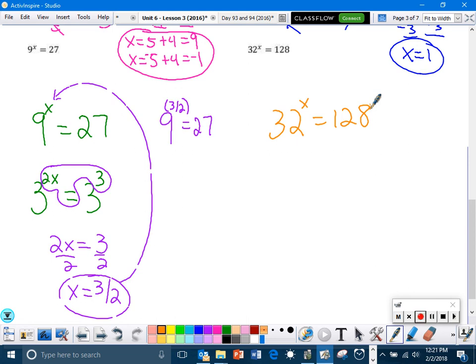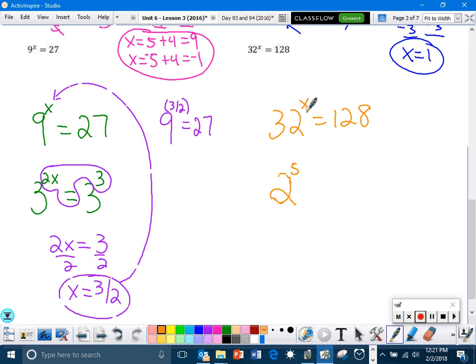Can I make 32 out of 4 though? 4 times 4 is 16. 16 times 4 is 64. No. So 4 is not going to work. So it's going to be a 2. So 32 can be rewritten as 2 to what power? 2 to what power gives us 32? Okay, 2 to the 5th power. 2 to the 5th power is 32.